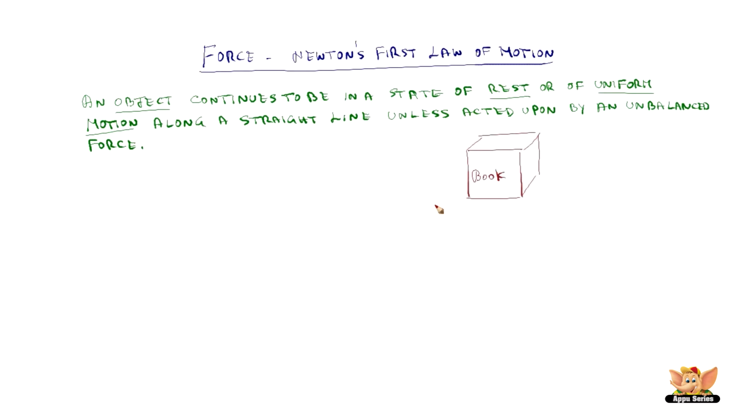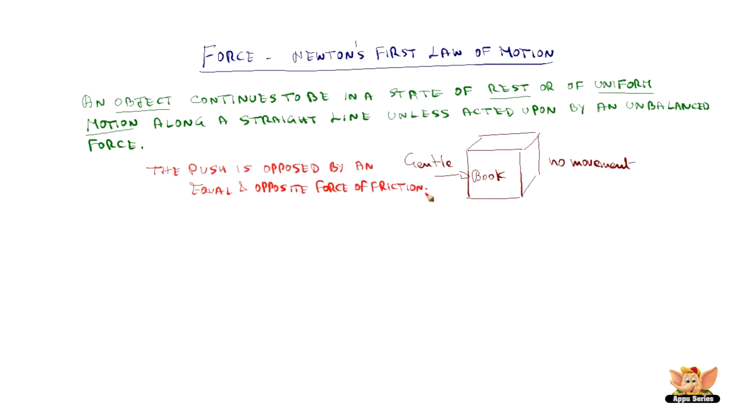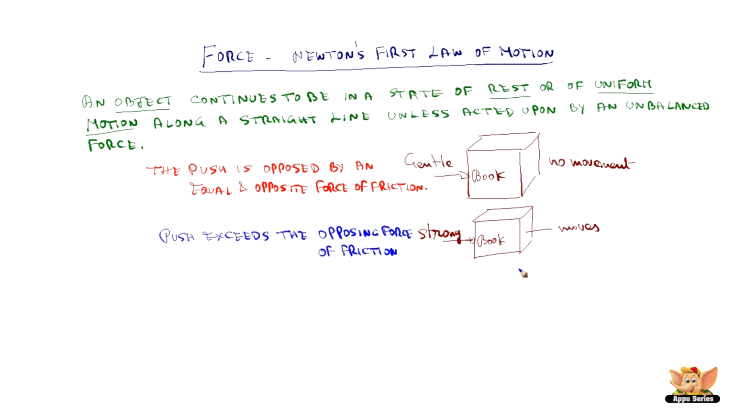Let us say we take a book and we try to push it in a gentle manner. Then we find that the book does not move, no movement. Why? The gentle push is opposed by the equal and opposite force of friction. Now let us try to push the book with a stronger push, and it moves. Why? The push exceeds the opposing force of friction.